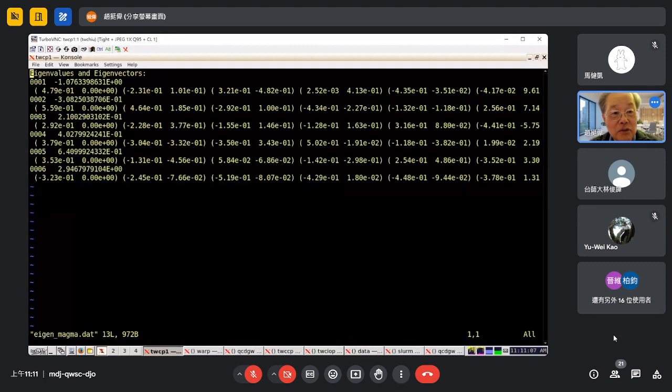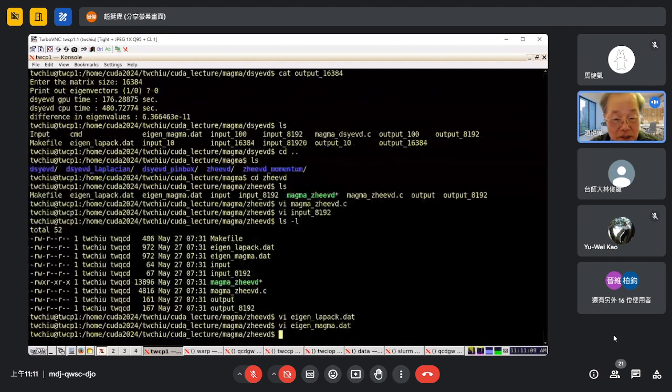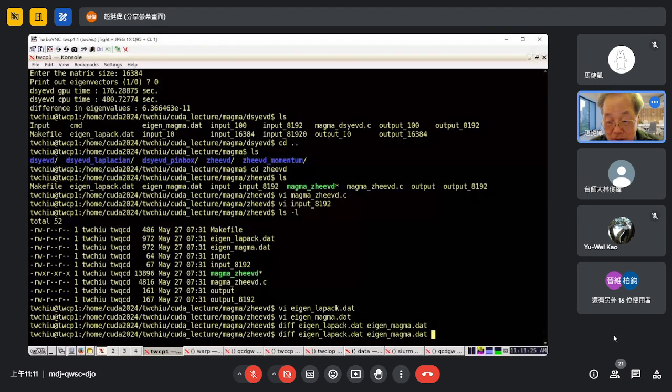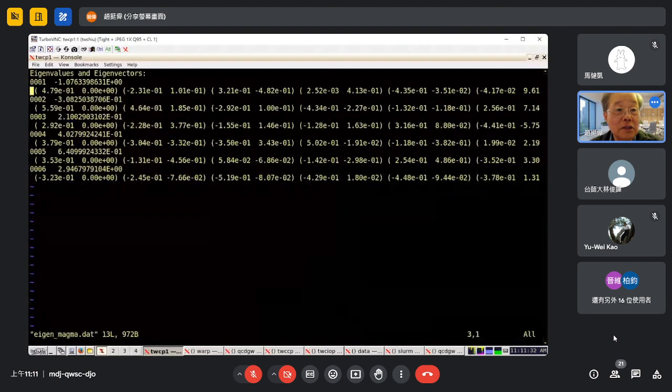Now let me see whether they have any difference. There's no difference up to the position in the format. You see, this is not very high precision, only up to 3 digits. So one would not see any difference.